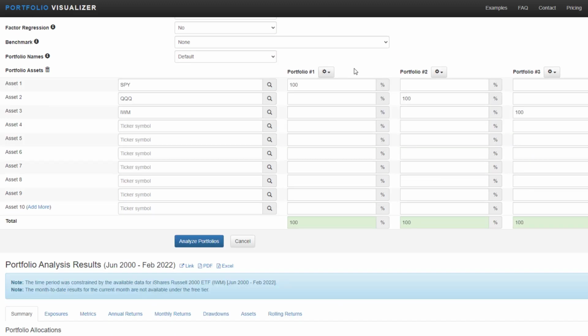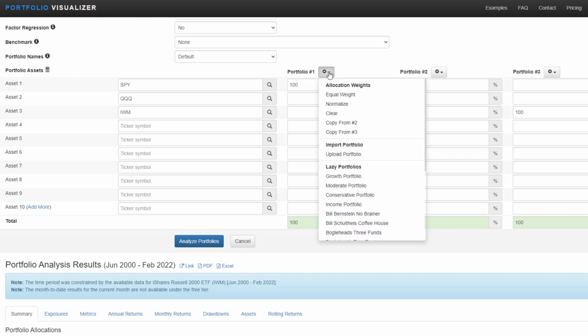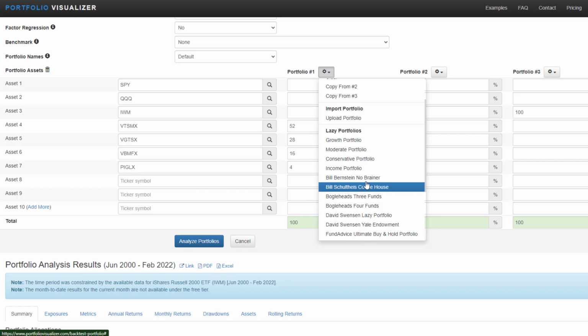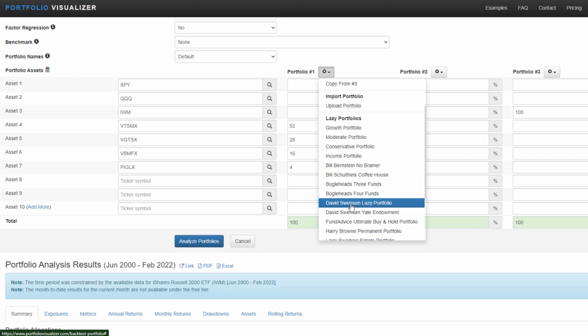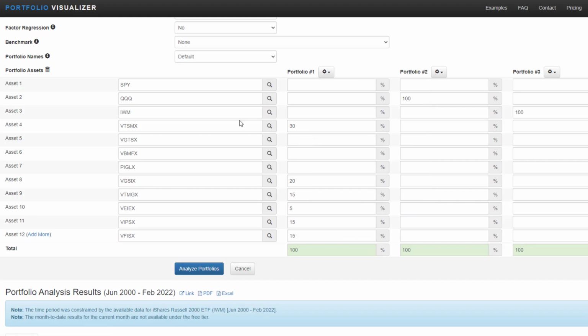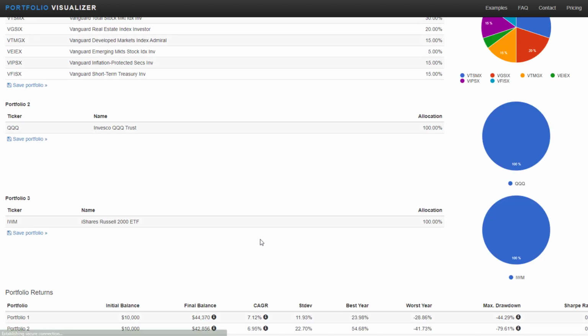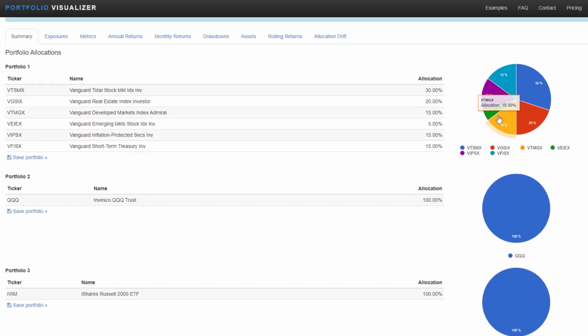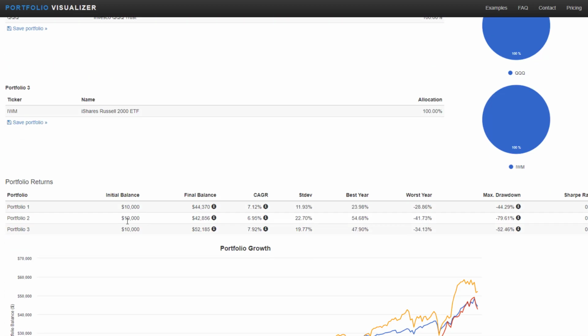And I'd also like to show you that they have preset portfolios in here, and I think it's pretty cool. So they have portfolios of high profile investors. For instance, if you take a look at David Swensen's lazy portfolio, it looks like you have these ticker symbols at these different allocations. And if we analyze this portfolio, it'll tell you the ticker symbol, the name of that, and its percent allocation. And then we can even see if it outperformed the NASDAQ 100 or the Russell 2000.